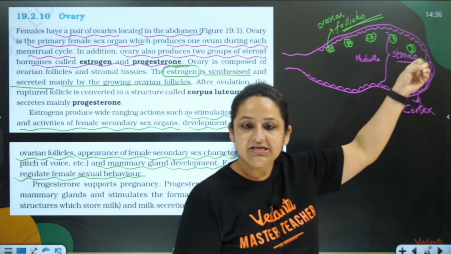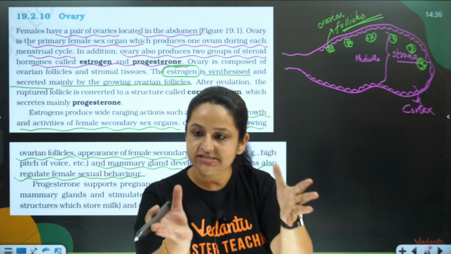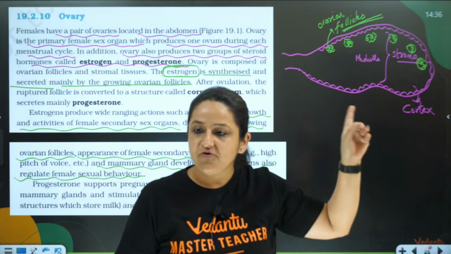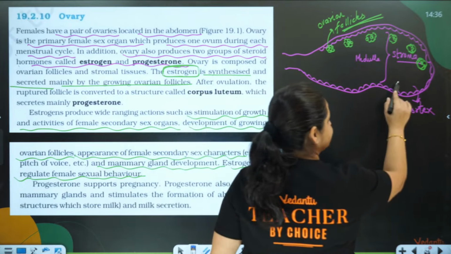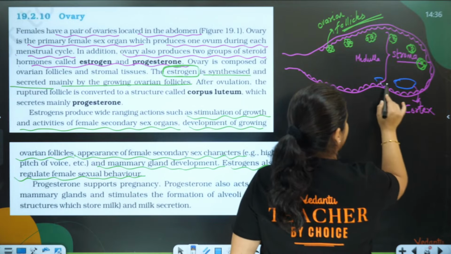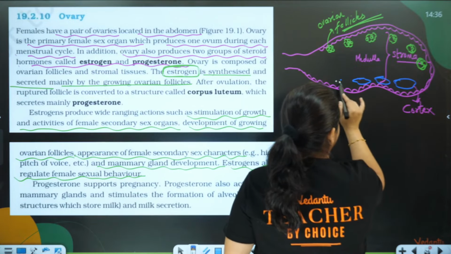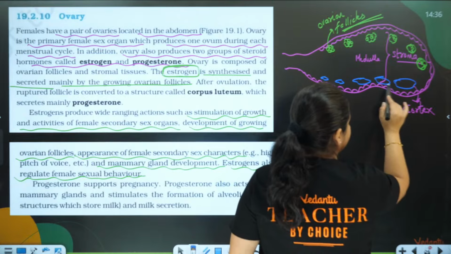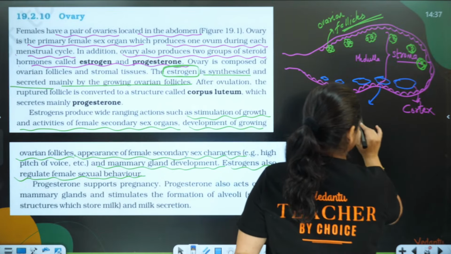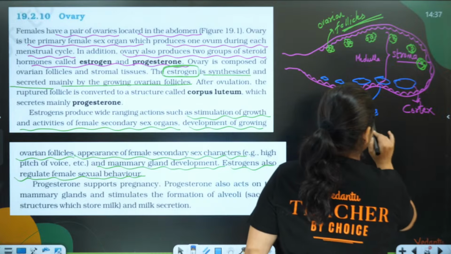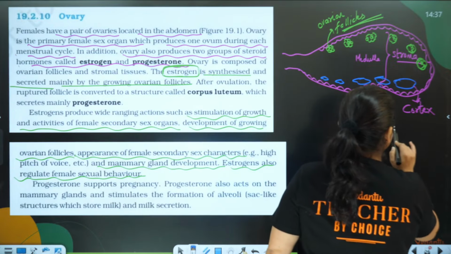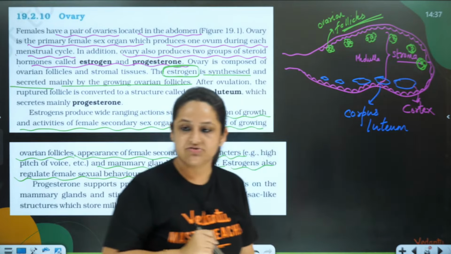Okay, once the egg is formed and released from the ovaries, these follicular cells develop into a structure. That structure is called the corpus luteum. How is this whole thing happening? We will understand this in your chapter on human reproduction.